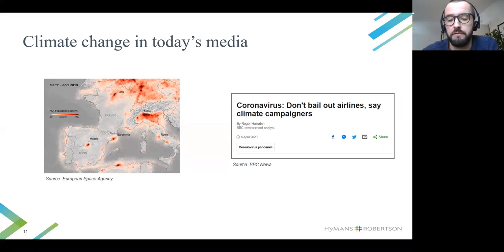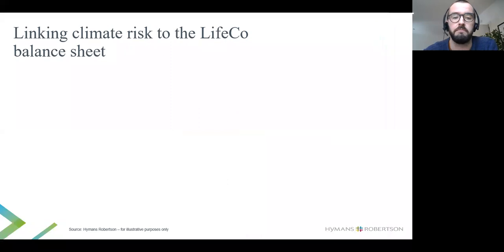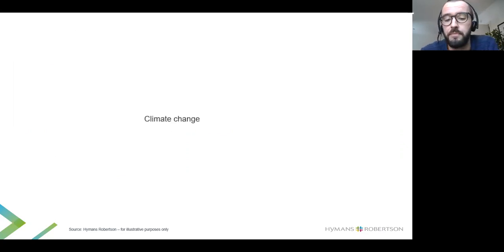Today, however, we're going to focus more specifically on the link between climate change and the life insurance company balance sheet. And ask the question, well, how can this really materialize for life insurers? So that's where we'll begin with climate change. And where are we trying to get to?